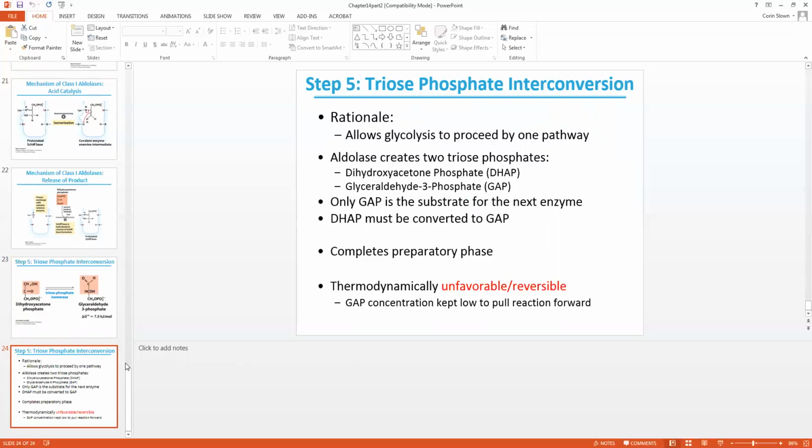The dihydroxyacetone must be converted to the glyceraldehyde 3-phosphate, and this is what completes the preparatory phase. And again, this is a thermodynamically unfavorable, or reversible, reaction, so the glyceraldehyde 3-phosphate concentration is what's kept low in order to pull the reaction forward. So we're going to stop there today, and we'll pick it up next time.